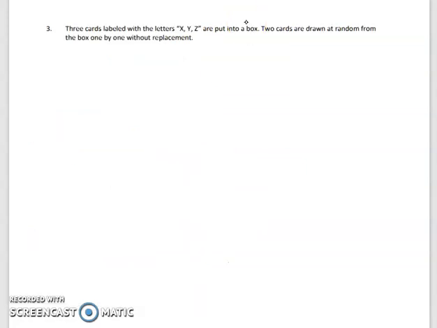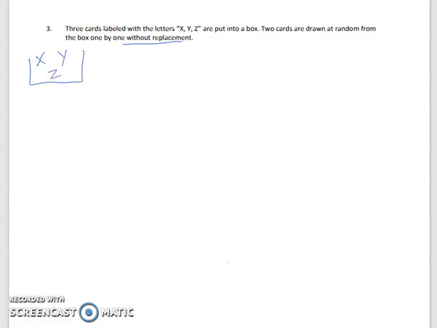Next, let's look at the third example. 3 cards labeled with the letters X, Y, and Z are put into a box. 2 cards are drawn at random from the box one by one without replacement. What does it mean by without replacement? Without replacement means once I take out the first card, I do not put it back when I take out the second card. For example, we have a box here containing 3 cards labeled X, Y, Z.